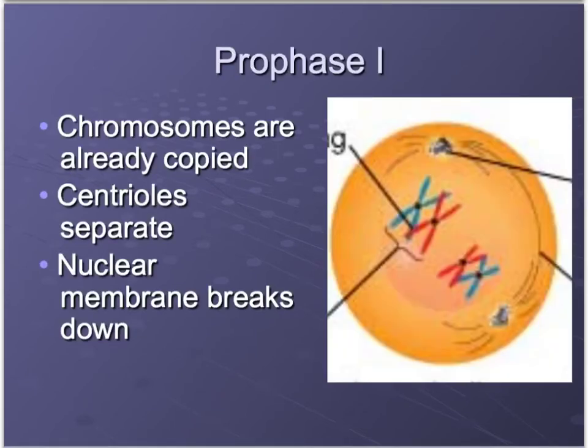The first phase is called prophase 1. The only difference is in meiosis, since it's going through 2 cell divisions, there are 1s and 2s following each phase. Prophase 1 is actually exactly like prophase in mitosis. Chromosomes are ready, centrioles separate to opposite sides of the cell, and the nuclear membrane breaks down into spheres.